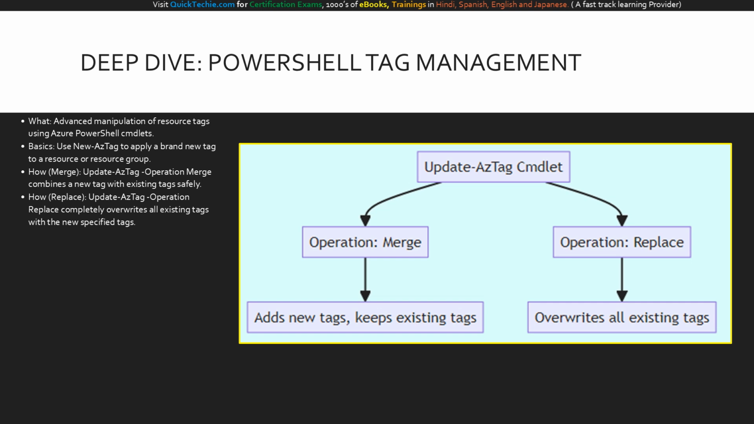This flowchart maps the behavior of the Update-AzTag cmdlet. The initial command splits into two distinct operational paths, merge on the left, which preserves existing metadata, and replace on the right, which performs a destructive overwrite of your previous tagging structure.